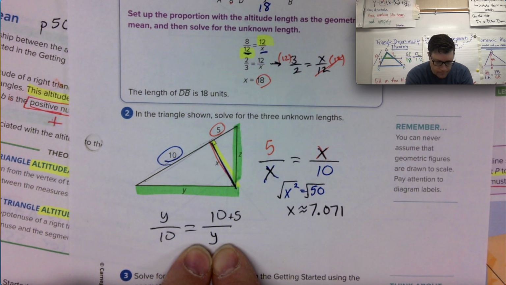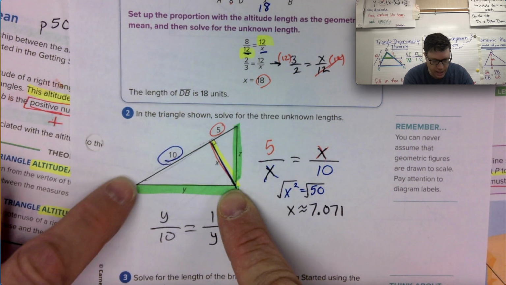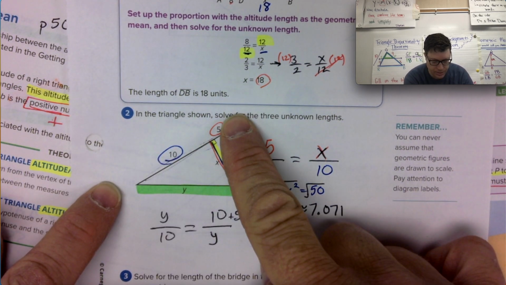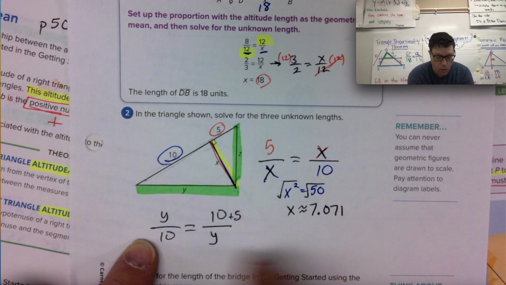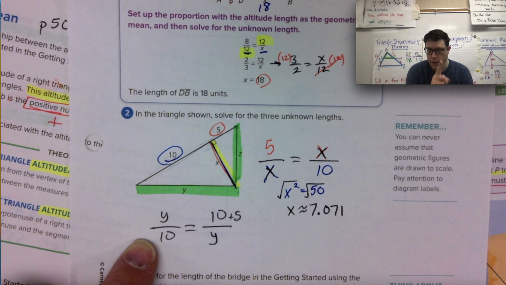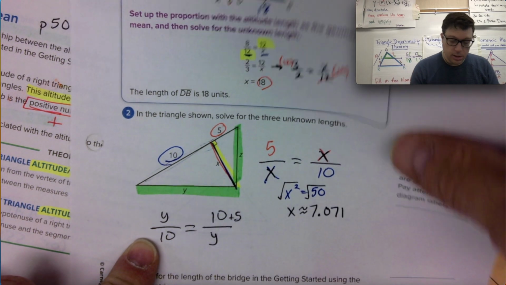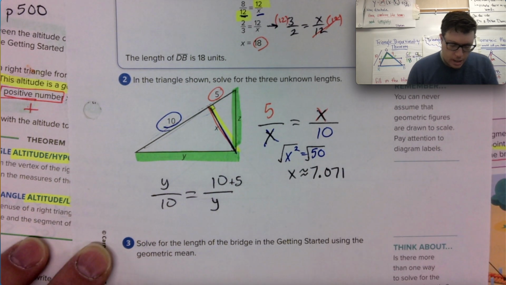In this problem, y is the leg of the large triangle, and 15 is the hypotenuse. In this proportion of this triangle, y is the hypotenuse and 10 is the leg. It's all about where you put your letter and how you're perceiving the triangle. For now, until you practice this a million times, trust but verify.